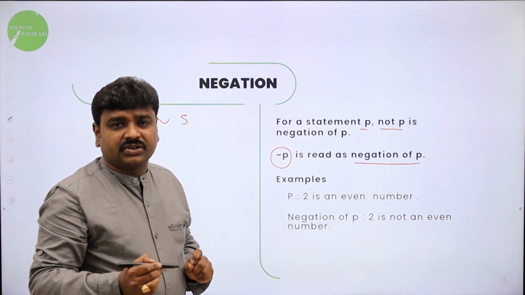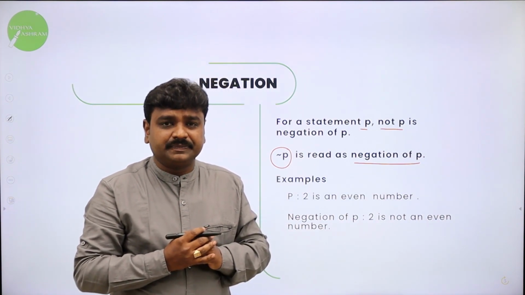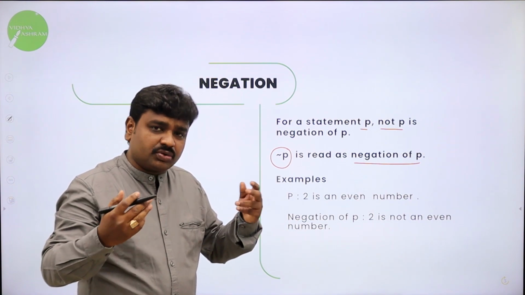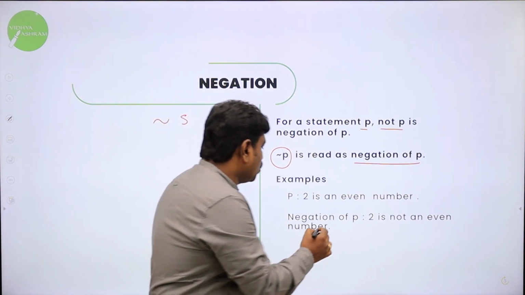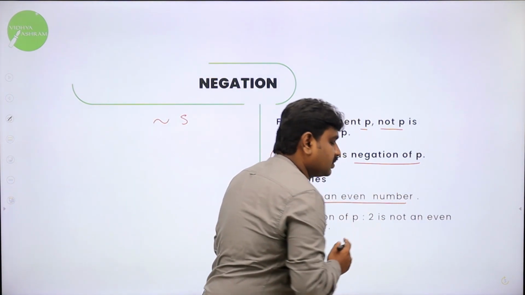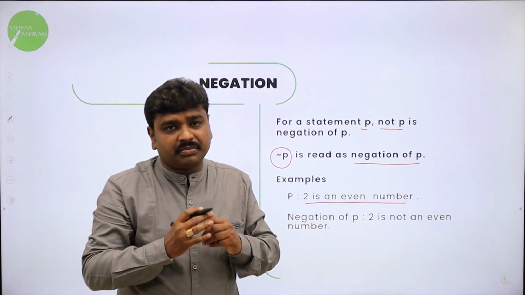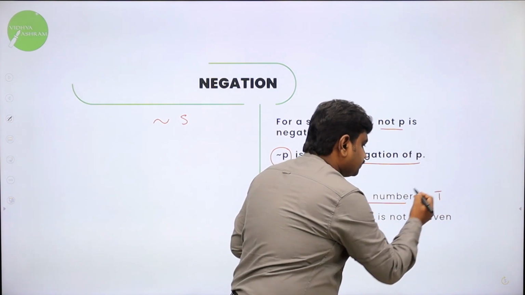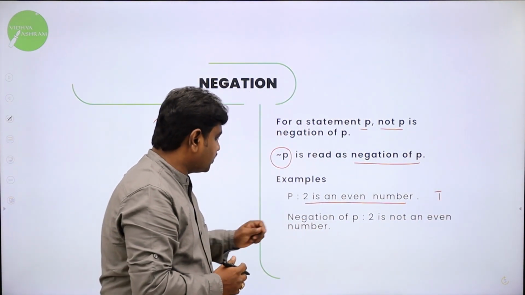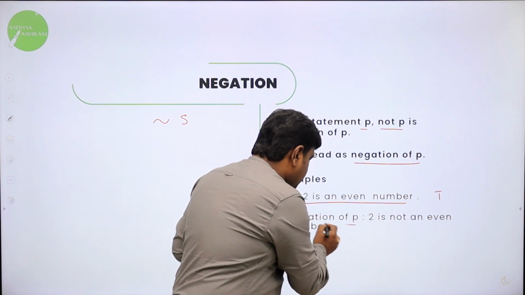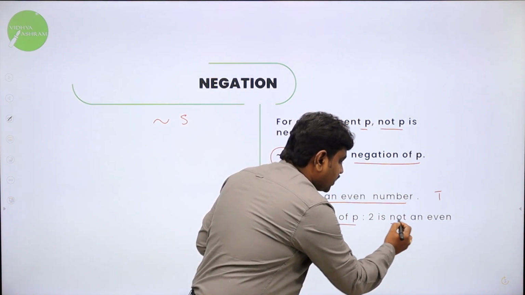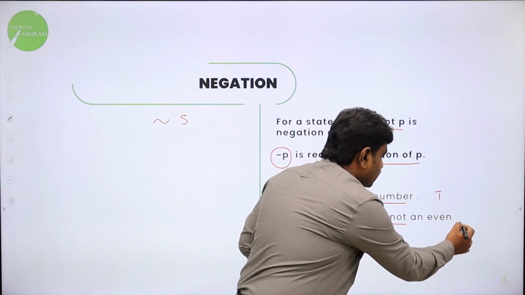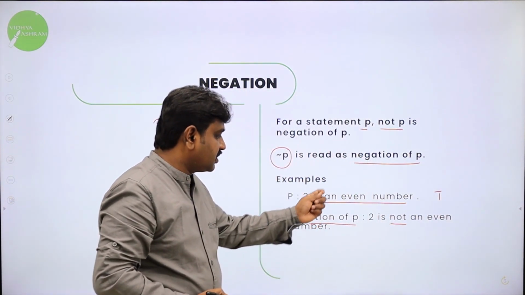Simple examples we'll take to understand the subject better. If I tell a statement, it means a proposition, which may be true or false. I'll take a statement, 2 is an even number. All of you know 2 is an even number is a proposition because it is true. Now negation P. When you want to write the negation of P, then 2 is not an even number. We'll write 2 is not an even number. This is the negation of P.